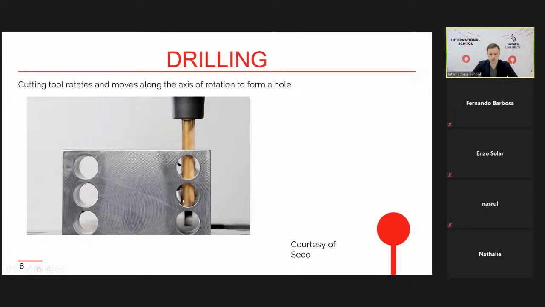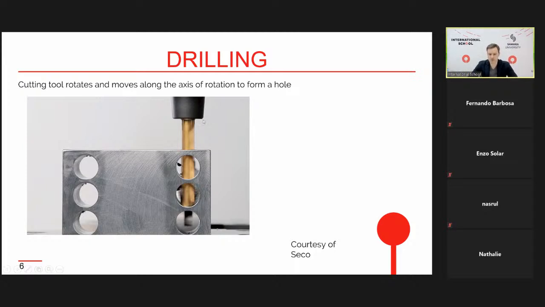The axis of rotation in this case is vertical. So the cutting tool rotates and moves in the vertical direction, and it forms the hole. You can see horizontal holes here, 6 horizontal holes. They were drilled in previous operations. And by means of these holes, we can see the picture of the process of machining, drilling the hole.